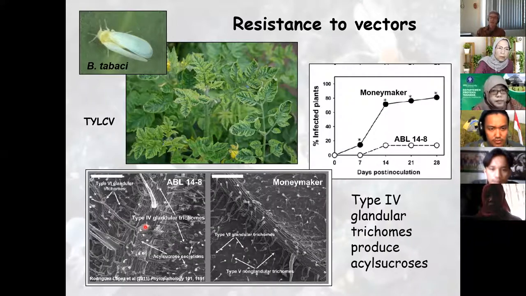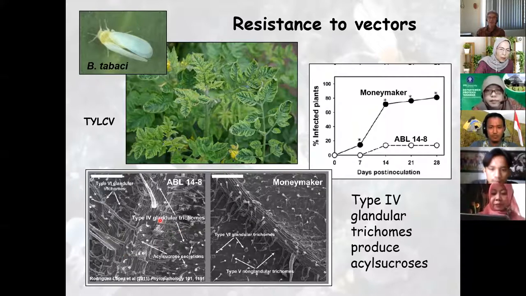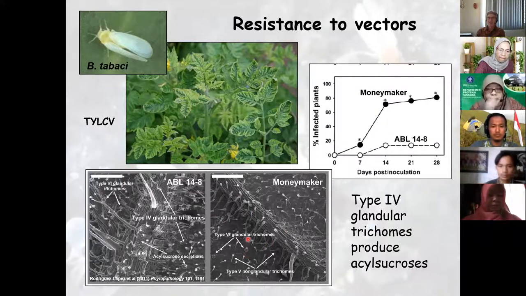There's a wild species of tomato, Solanum pimpinellifolium, I think it is, which has different sorts of glandular hairs. These are type 4 glandular hairs, they're called, compared to Lycopersicon esculentum, which is normal tomato. It has type 5 and 6 glandular hairs. So the hairs on the leaf are different in those two different species.